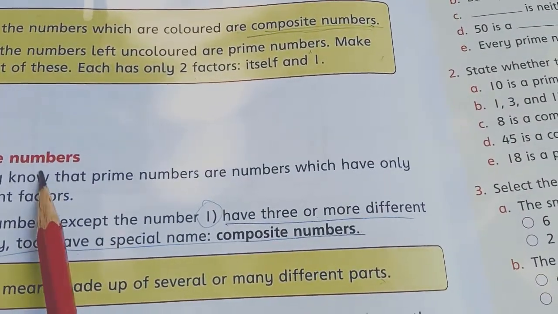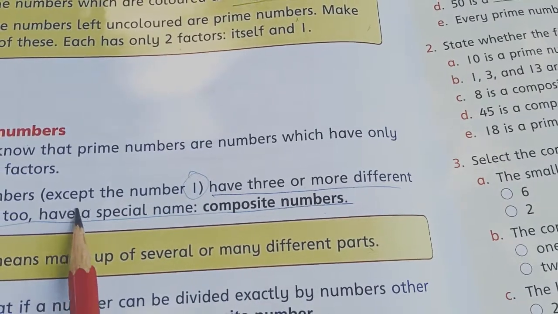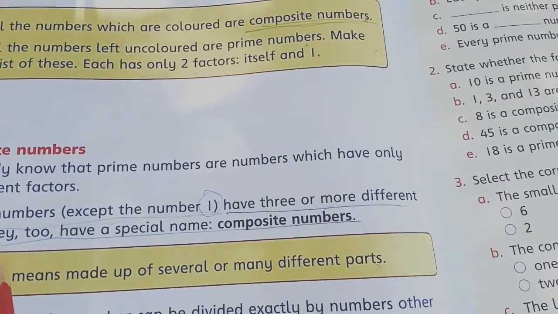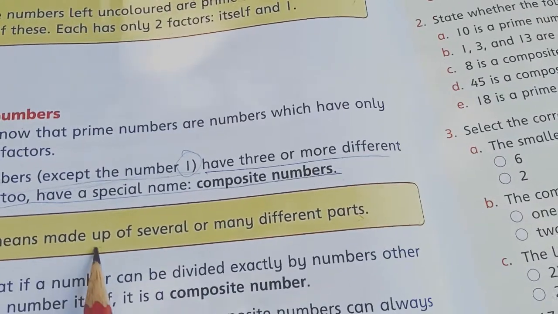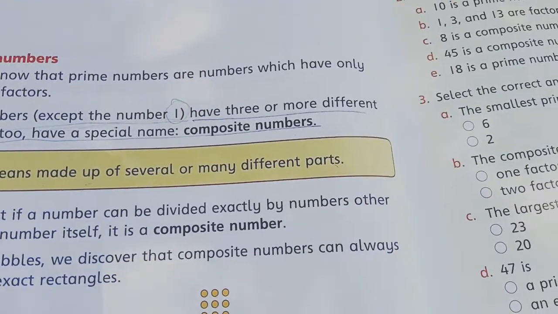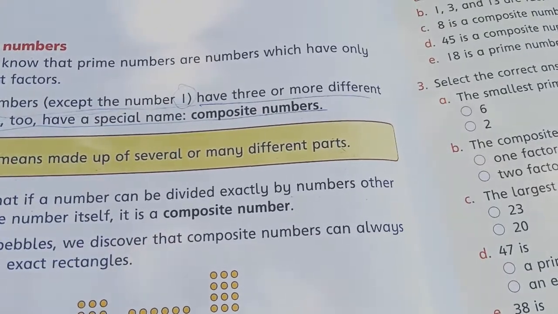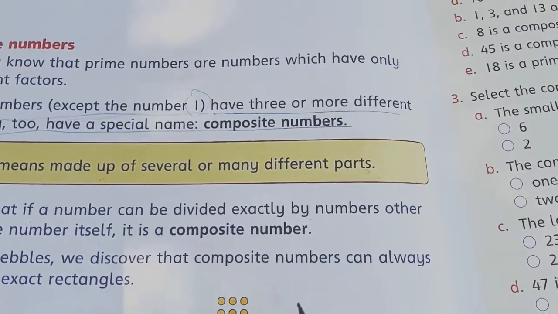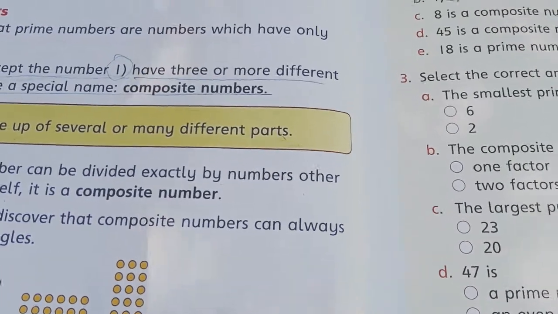Now come to the composite numbers. What are composite numbers? All other numbers except these have 3 or more different factors. The numbers that have 3 or more different factors are called composite numbers. Composite means made up of several or many different parts. We can say that if a number can be divided exactly by numbers other than 1 and the number itself, it is called a composite number. You can say the numbers which have 3 or more factors are known as composite numbers.